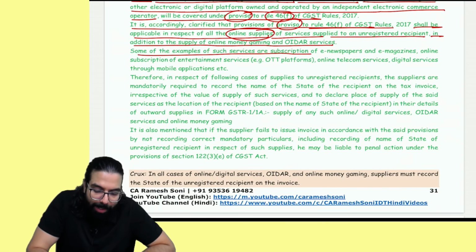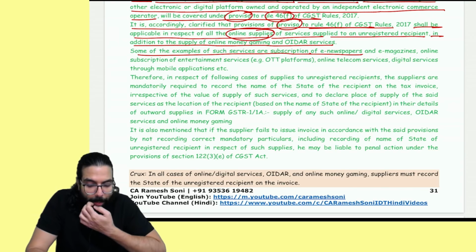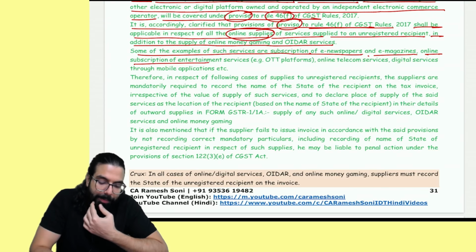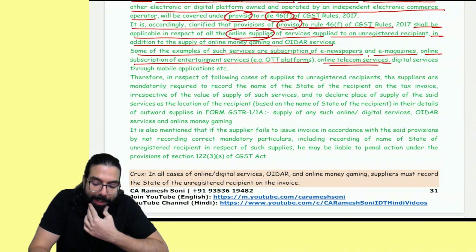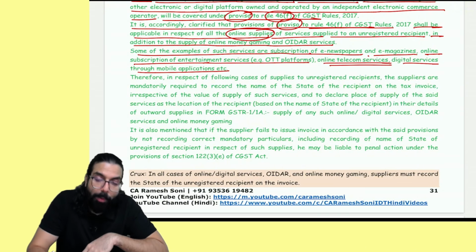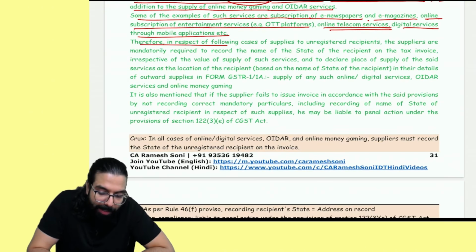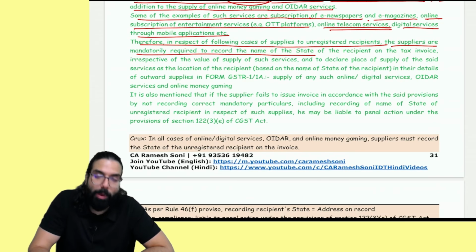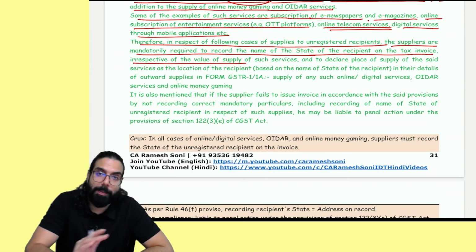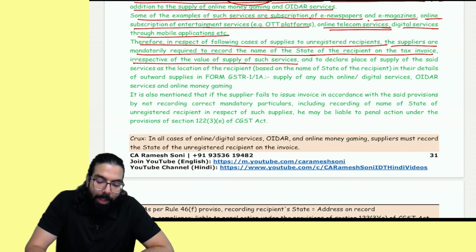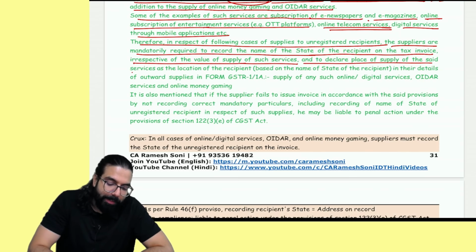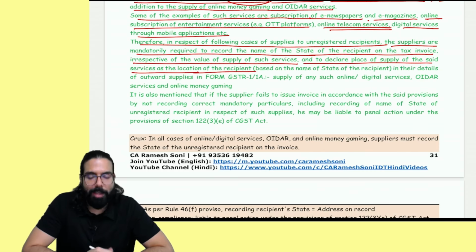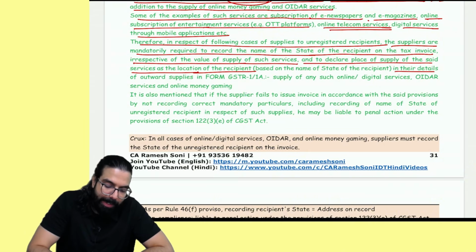Some examples of online services are newspaper, magazine, online subscription for OTT platform, online telecom services, digital services to mobile application, etc. Therefore, in respect of the following services supplied to an unregistered person, the suppliers are mandatorily required to record the name of the state of the recipient on the tax invoice, irrespective of the value, and to declare the place of supply of the said services at the location of the recipient in their details of outward supply in GSTR 1.